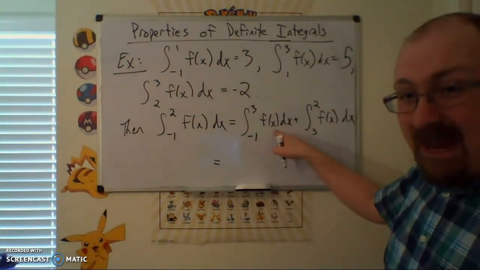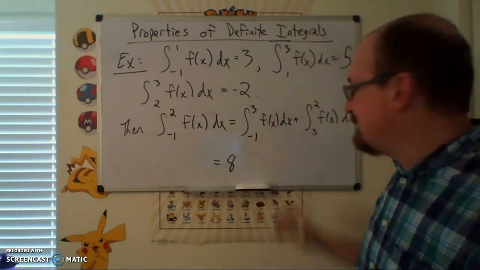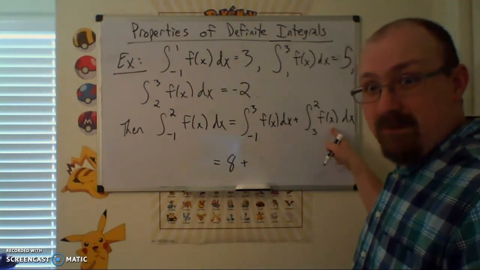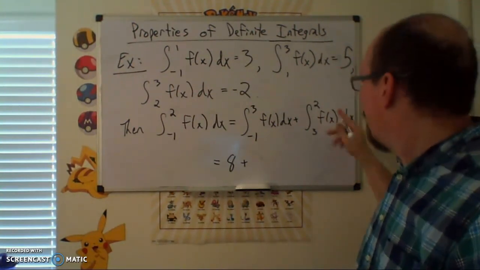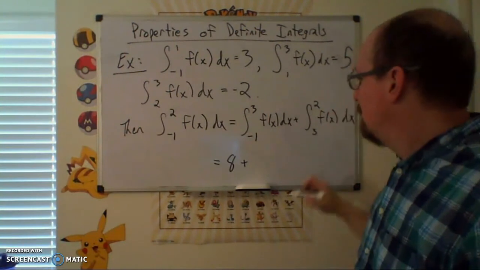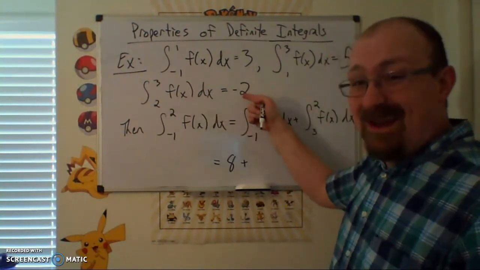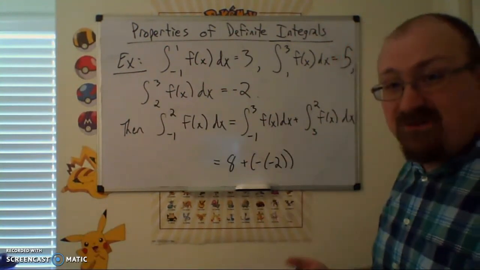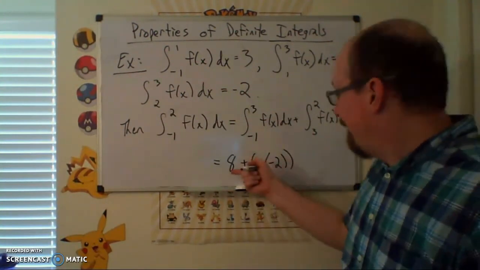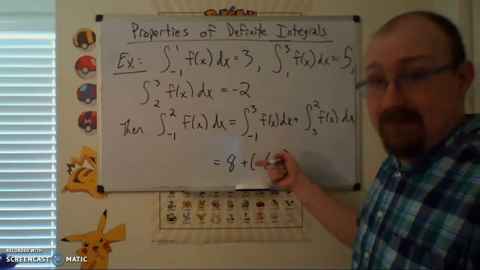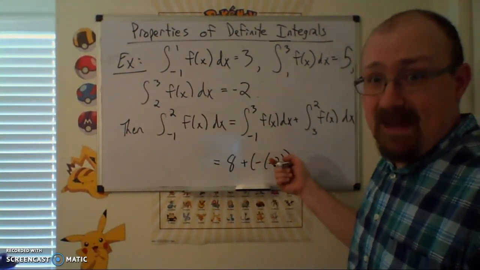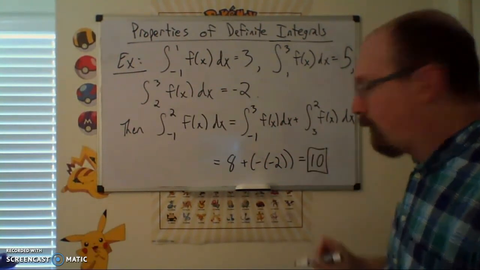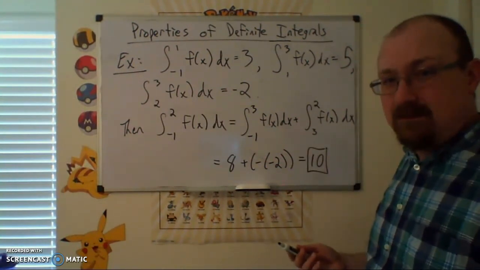So this value we came up with in the last example, it was 8. This one, as I said, property 4, the negation property: if we flip-flop the order of our limits of integration, we get a negative of this thing. My apologies for the nested parentheses, but we have 8 plus -2, negative of a negative, it's a positive, yay! So then we just get 8 plus 2, and our overall integral has a value of 10.